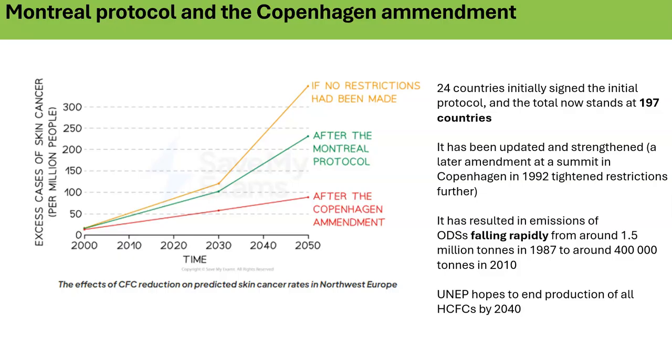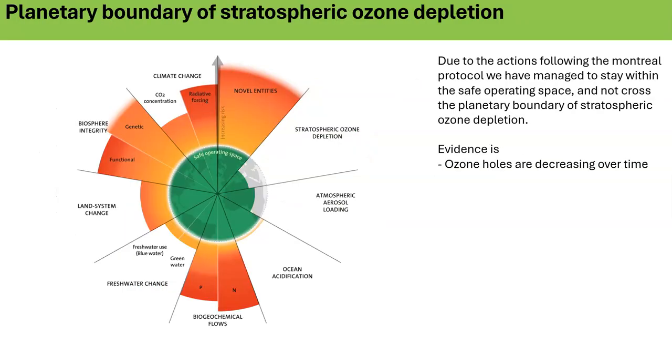And I think we can just get through the whole thing. There's just not much left of this chapter, so let's go. Now, due to the actions of the Montreal Protocol, we've managed to stay within the safe operating space of this planetary boundary. So here's the planetary boundary. This is where we are.